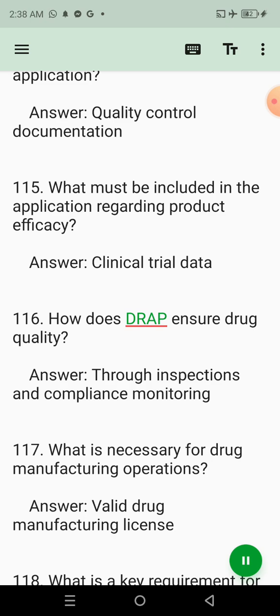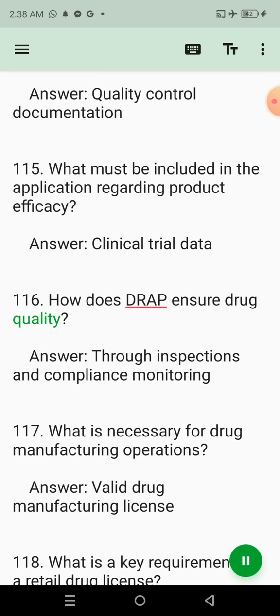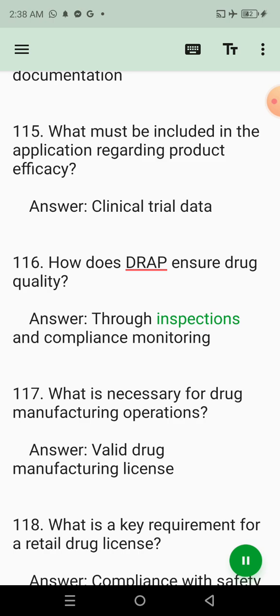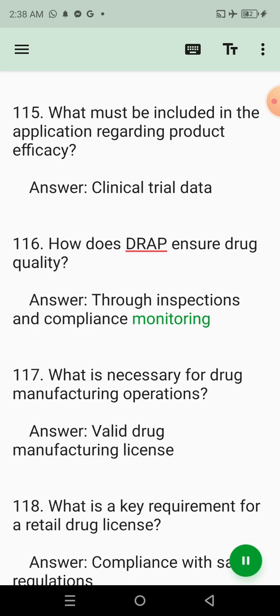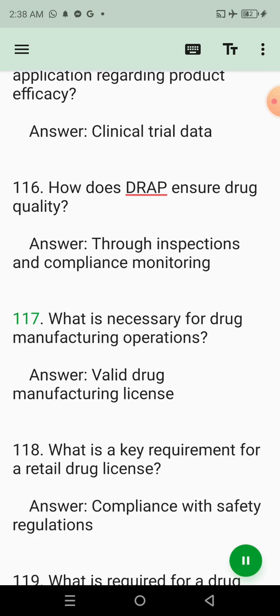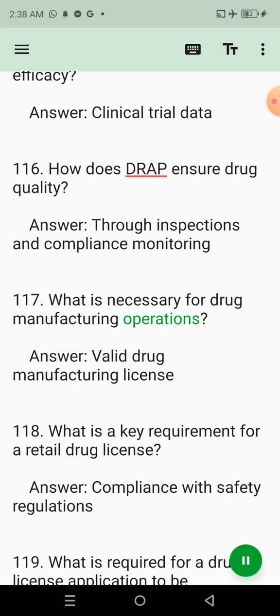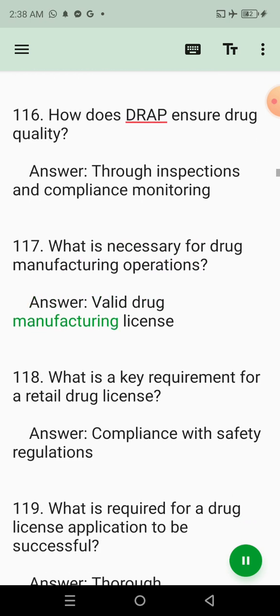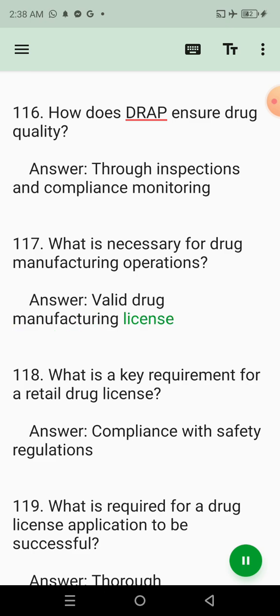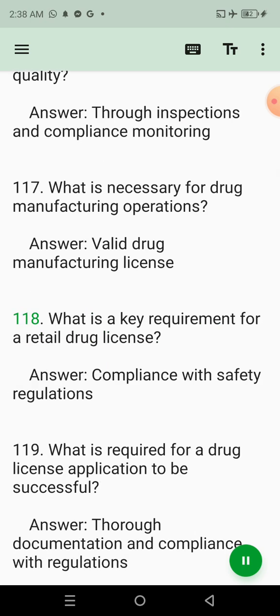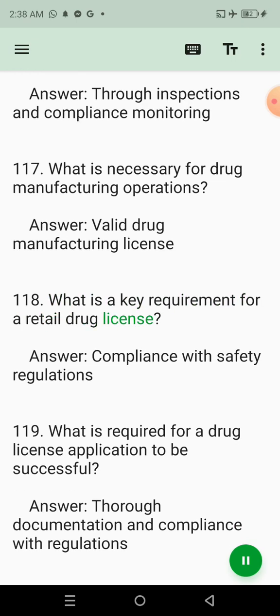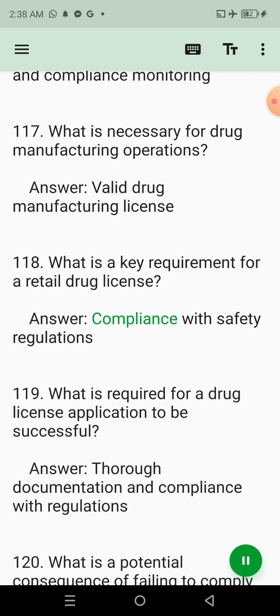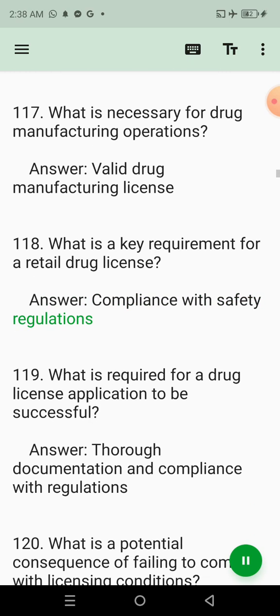116. How does DRAP ensure drug quality? Answer: through inspections and compliance monitoring. 117. What is necessary for drug manufacturing operations? Answer: valid drug manufacturing license. 118. What is a key requirement for a retail drug license? Answer: compliance with safety regulations.